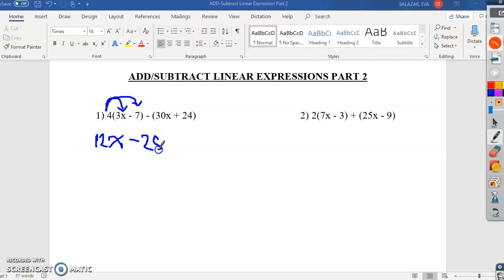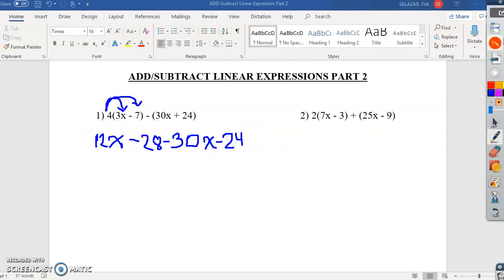Now, for the second expression, I'm going to take that minus, multiply it times that 30x, and it now becomes negative 30x. So remember in the last video, what I explained is that whenever you have a subtraction, it's going to change everything on that second expression. So notice my positive 24, guess what? It is now a negative 24.